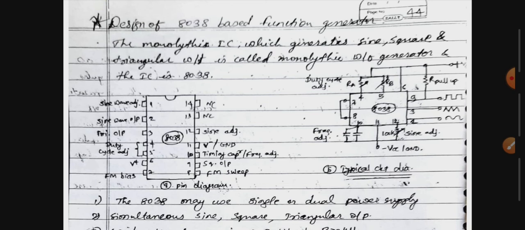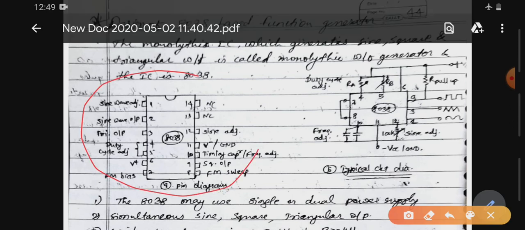8038 is available in 14 pin DIP package, as you can see here. Pin number 1 is sine wave adjust, pin number 2 is sine wave output, 3 is triangular output, pin number 4 and 5 are duty cycle adjust, 6 is plus VCC, 7 is FM bias, 8 FM sweep, 7 and 8 related with FM. Okay, 9 is square wave output, 10 is timing capacitor, pin number 11 is minus VCC or ground, pin number 12 is sine adjust, and 13 and 14 are not connected.